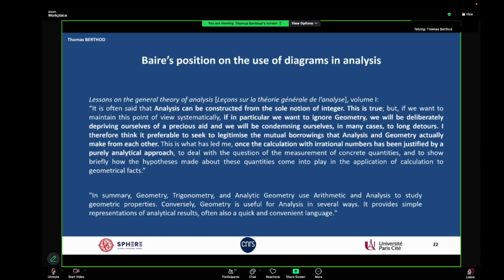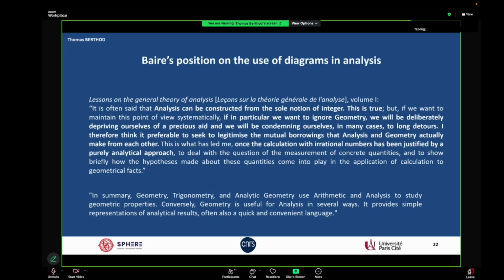So yeah, I show you that to illustrate different statements that Baire claims in the introduction of his book, or in some section of different chapters.